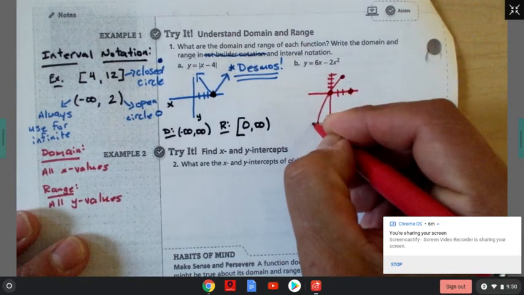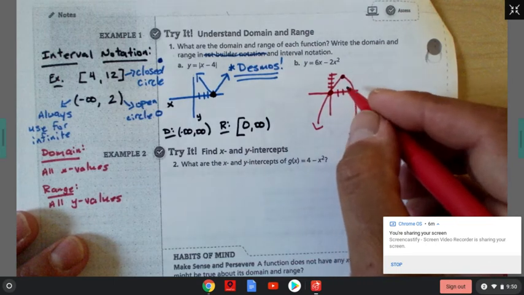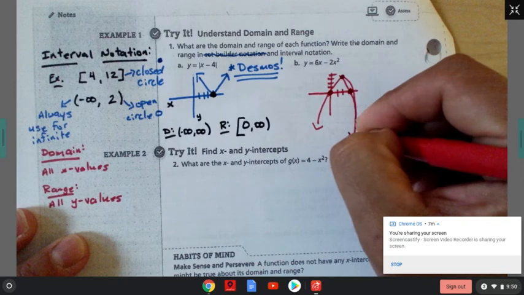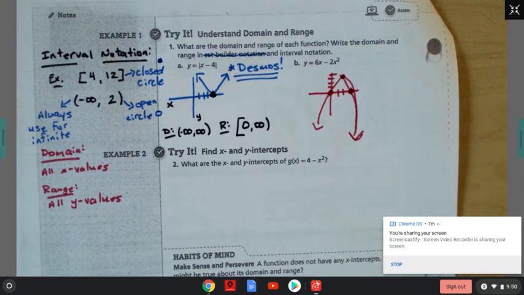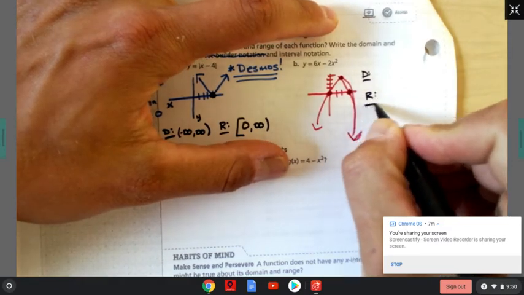And then it goes like this, and then it goes, whoops, I missed the dot, but hopefully you hit your dot. That's not the best graph, but you know, what are you gonna do? So there's our graph. And now we're gonna do the same exact thing that we did on the last problem. We're gonna find the domain, and we are going to find the range of this.